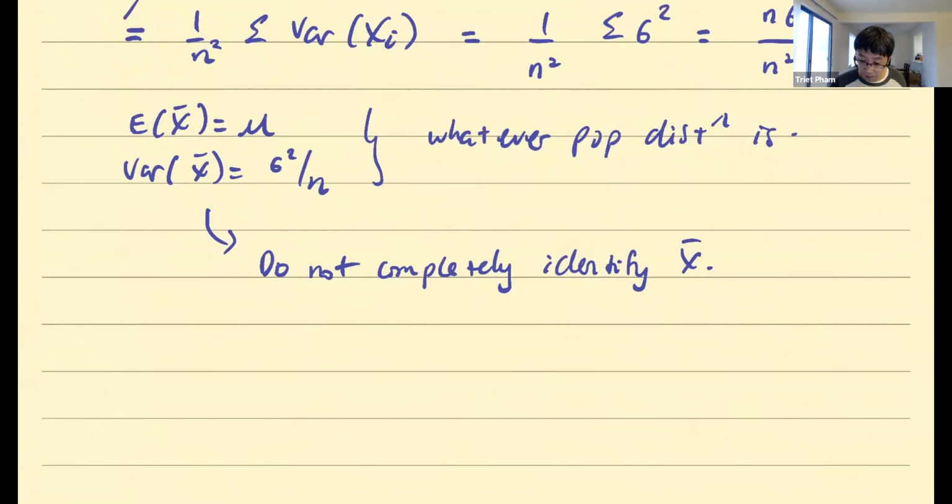Any questions? Okay. So now let's further our assumption, to make a more precise statement on X bar.